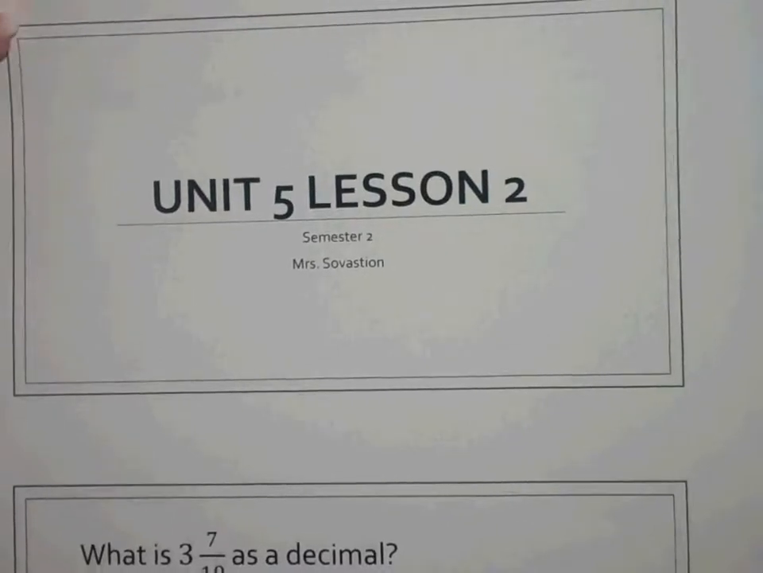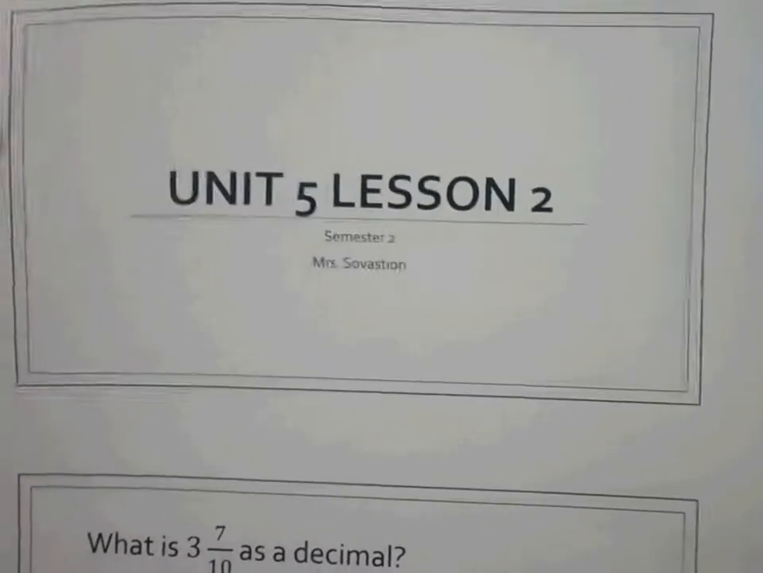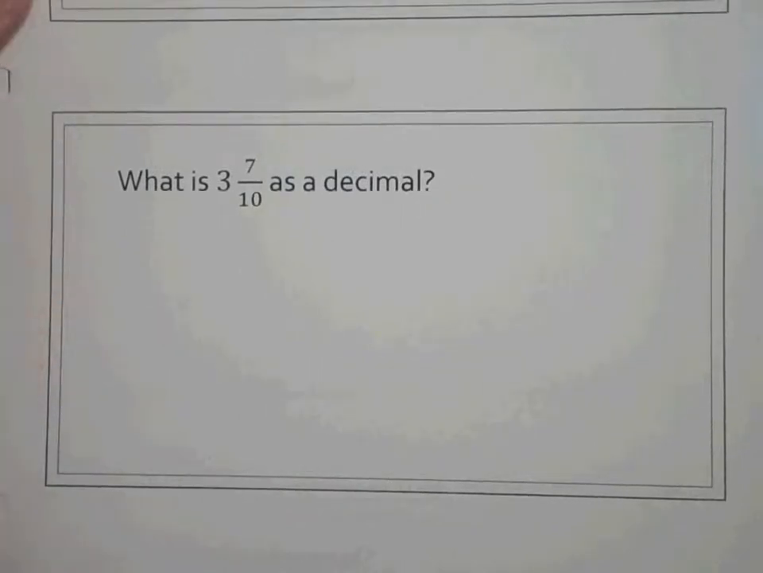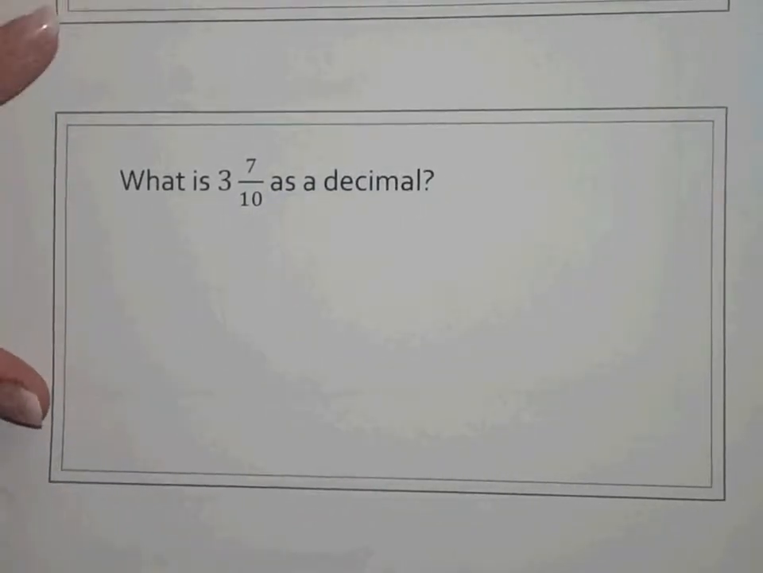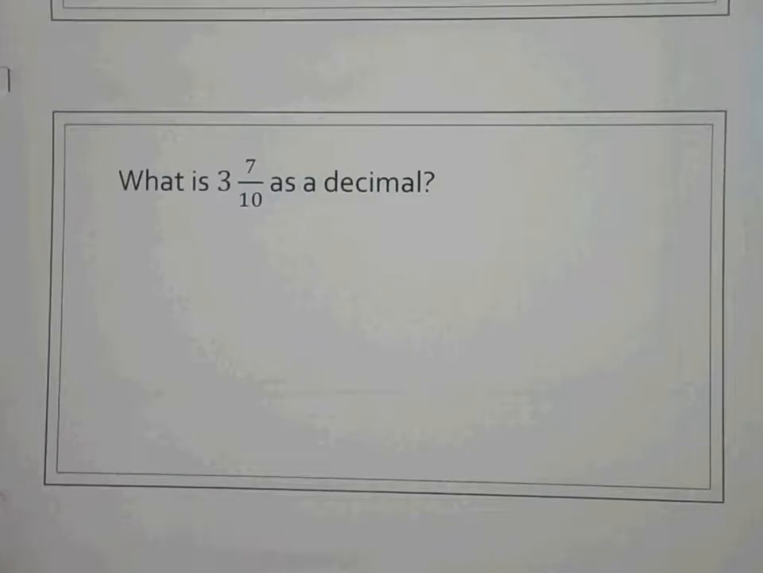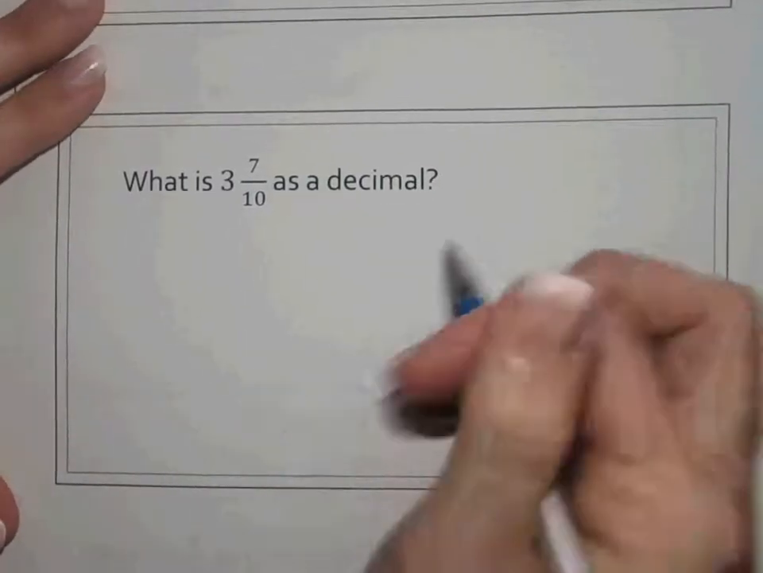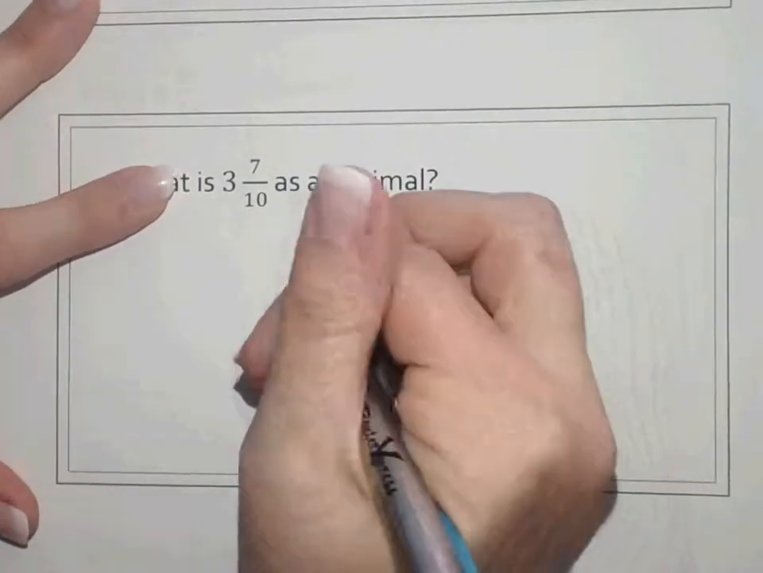We're going to look at Unit 5, Lesson 2, Rational Numbers. So our first type of question is, what is 3 7/10 as a decimal? Now this may seem easy to you guys, and that's great. Okay, but you've got 3 7/10.